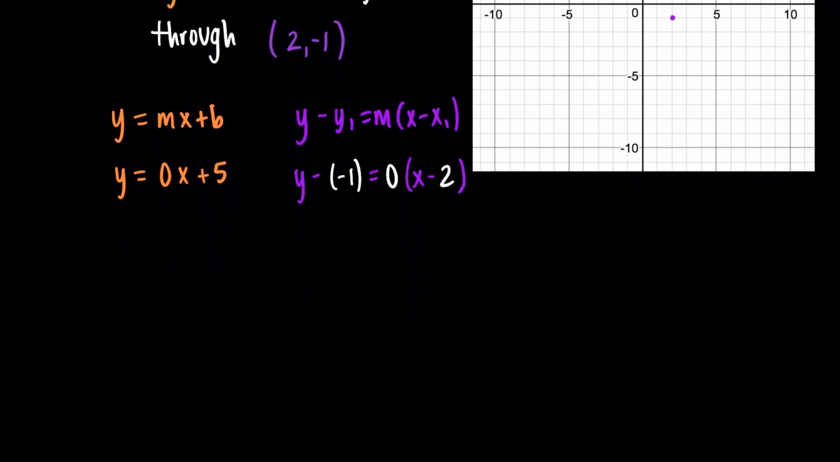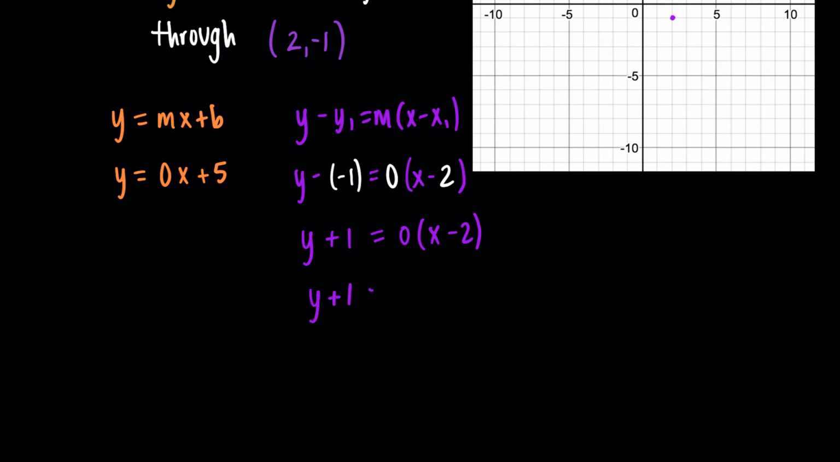So we're going to have y plus 1 is equal to 0 times x minus 2. I feel a little weird leaving it like this just because of the 0 there, but I guess technically if you put it in point slope form, this is correct. I'm just going to throw it into slope-intercept form because it's going to make me feel a little more comfortable.